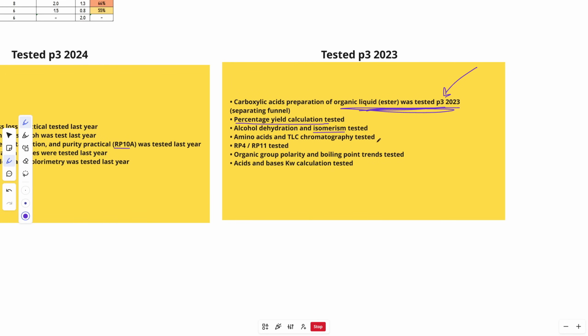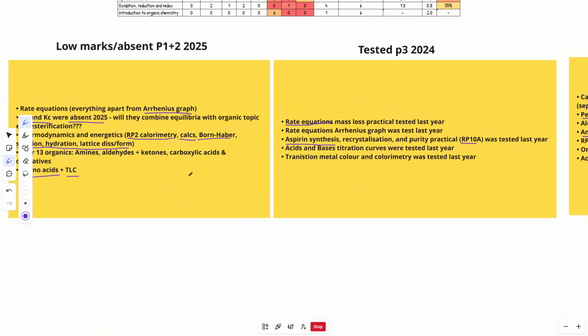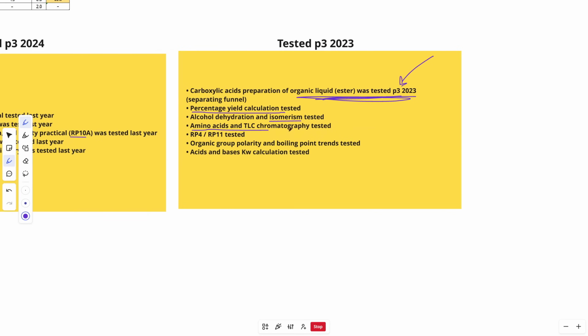Amino acids and TLC chromatography was tested, so maybe this won't come up this year. Who knows? But it's a pretty quick topic to revise as long as you know the main stuff: Zwitter ions, the conditions in acidic and basic environments of the amino acids. And the TLC experiment is pretty easy. If you're stressed about it, check out my required practical resource.